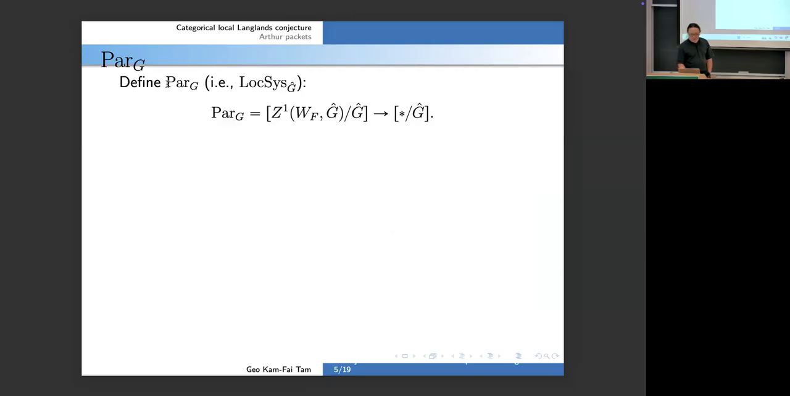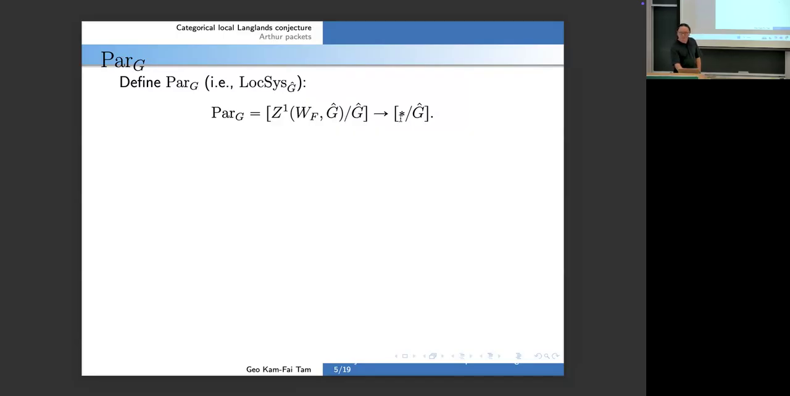So what is par G? I think in Gay-Scully's paper, they use this log-cis of G hat. I'm not sure why, but I prefer to use this par G. It's in Kashtan's and Varshevsky's paper. So par G is the moduli stack of the space of one cocycles from the Ray group to the dual group of G modulo the adjoint action.